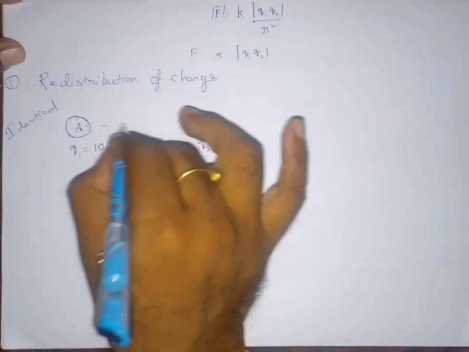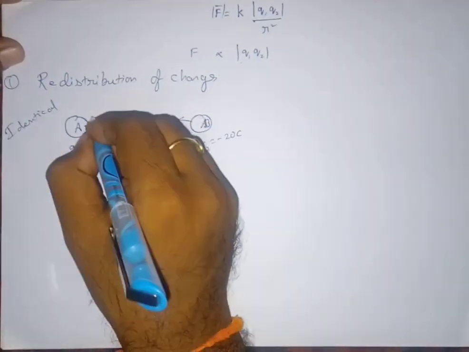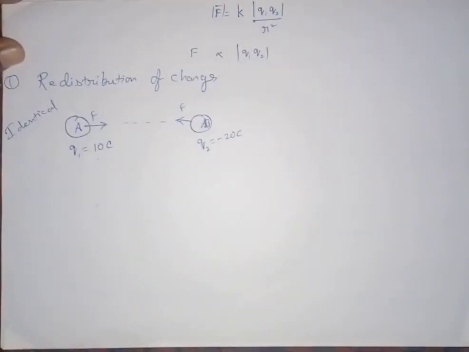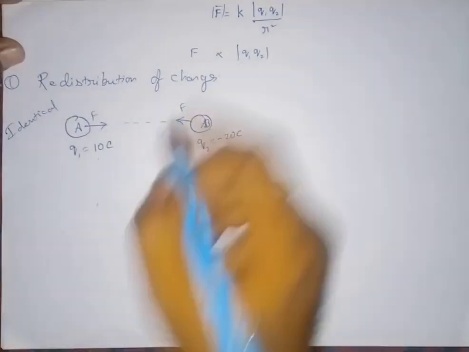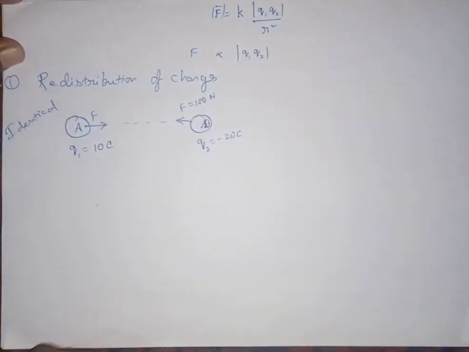Now they are separated by certain distance. Both will experience some attractive force, and the force will be towards each other because one is plus and the other one is minus. And the value of that force is equal to 100 newtons. It is given.